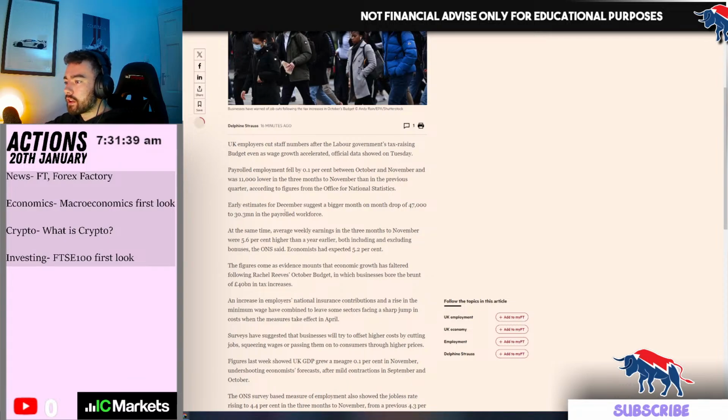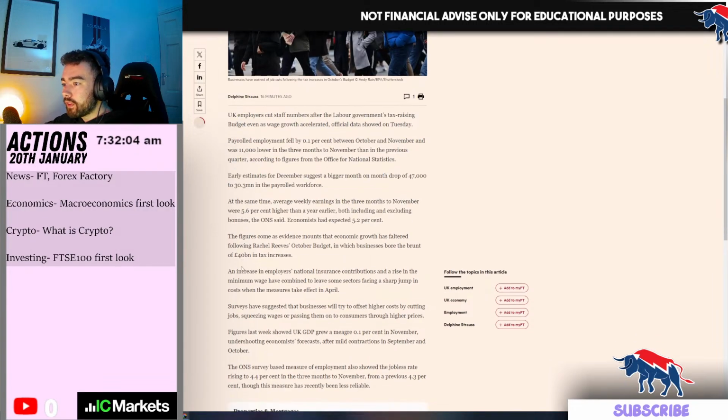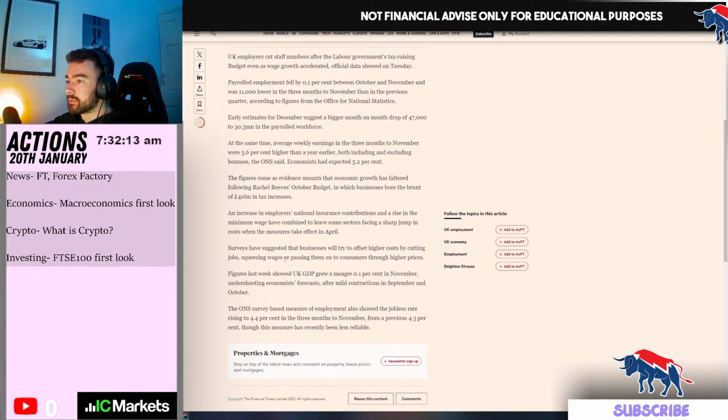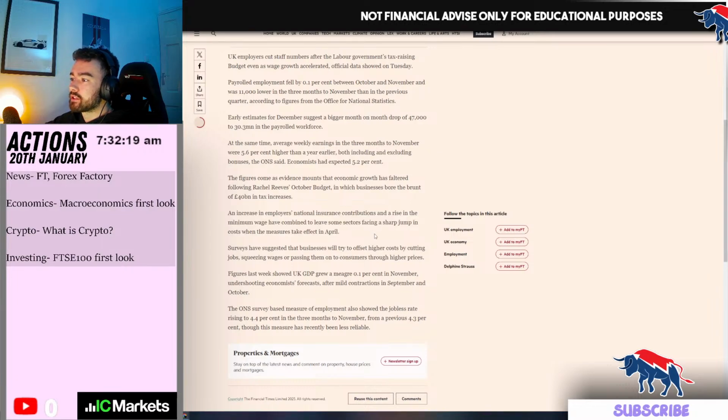So it looks like wages have increased, but does that not inflate? Are we not discussing the net present value, have we put inflation in this conversation? I hope they have. I'm sure they have. They're clever people. So pays have increased, but the figures come as evidence that economic growth has halted following Rachel Reeves' October budget, in which businesses bore the brunt of 40 billion in tax increases. An increase in employers' national insurance contributions and a rise in the minimum wage have combined to leave some sectors facing a sharp jump in costs, with a measure to take effect in April.